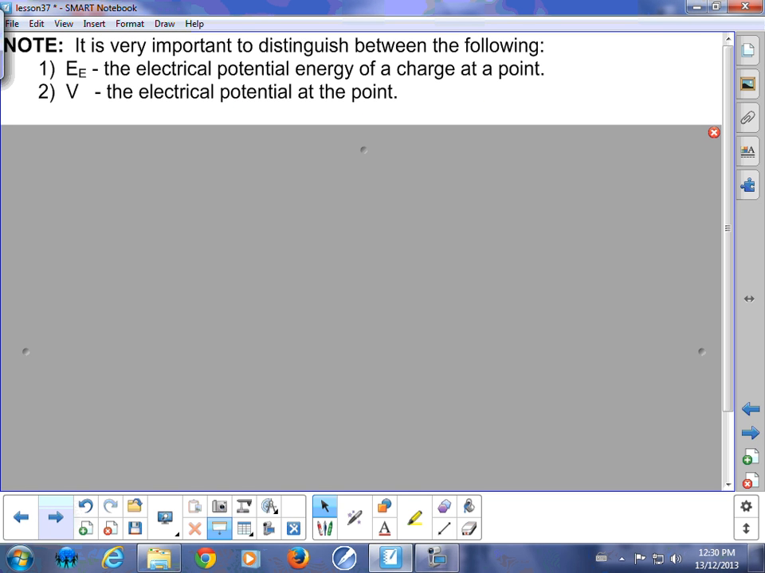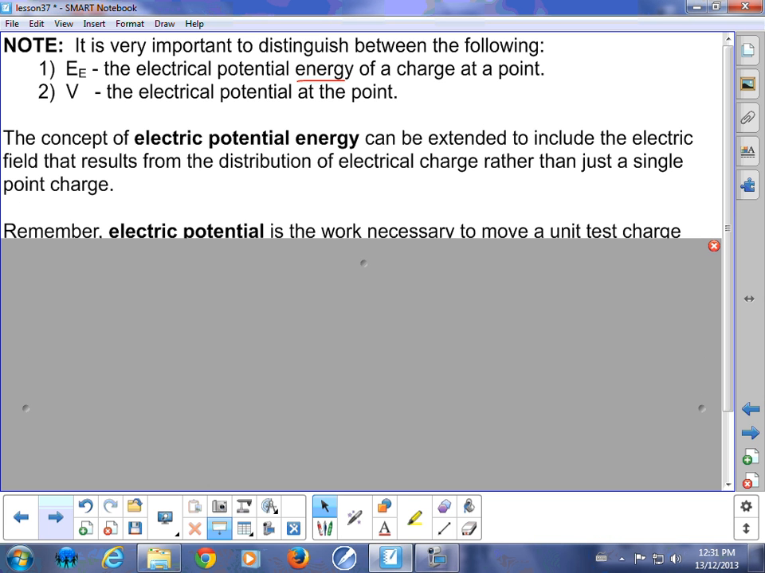So very important that we can distinguish between the two, because they're very, very similar. U is the electric potential energy of a charge at a point, and V is the electric potential at a point. They're only separated by that single word in terms of terminology, so I'm trying to clarify that.